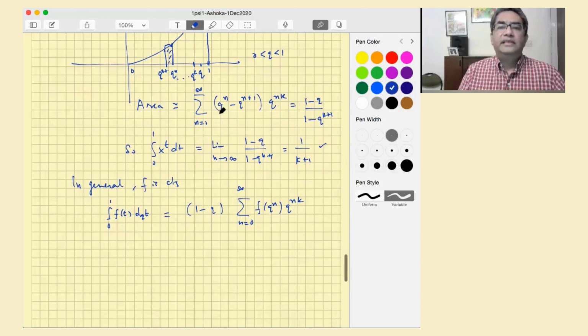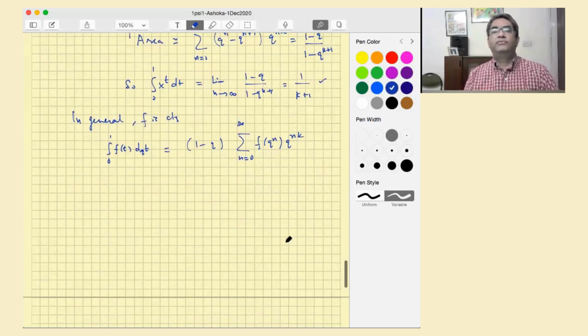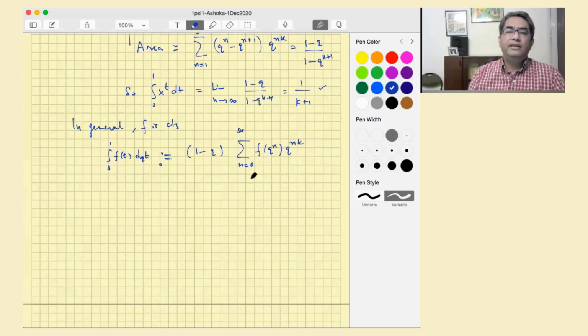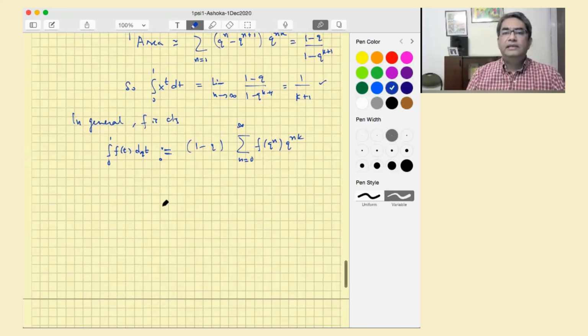So you can see there's a 1 minus q, there's a q raised to the n and 1 minus q, which comes out over here, and q raised to the nk, and the rest is from the option. So this is a q integral. This is the definition of the q integral, and we can define it from 0 to a, 0 to infinity in different ways. But this is the basic idea. So my claim is it's not 1 psi 1.